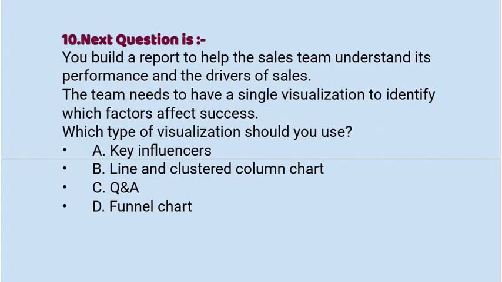Question is, you build a report to help the sales team understand its performance and the drivers of sales. The team needs to have a single visualization to identify which factors affect success. Which type of visualization should you use? Option A, key influencers. Option B, line and clustered column chart. Option C, Q&A. Option D, funnel chart.